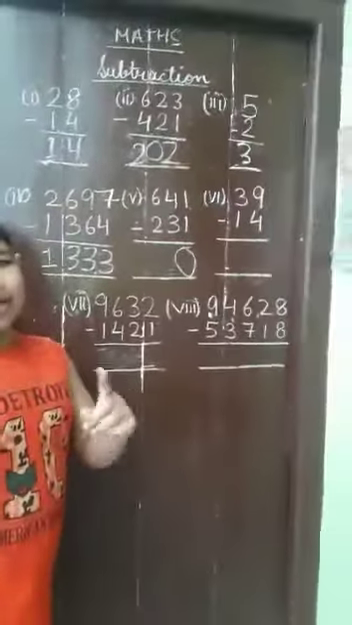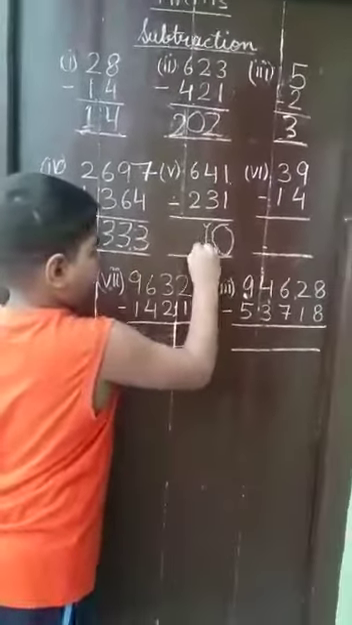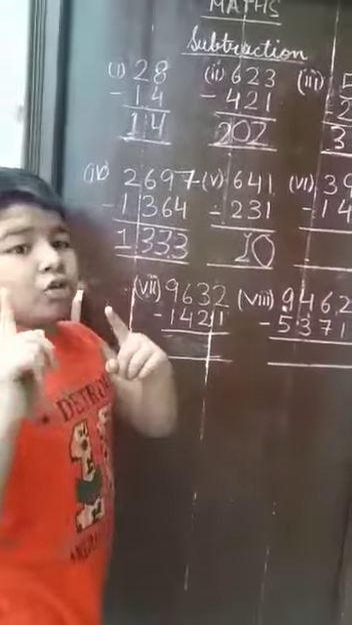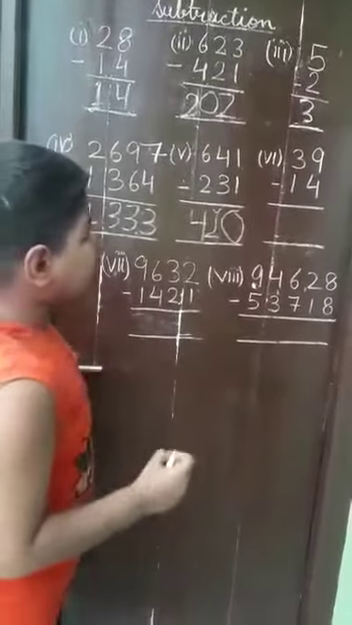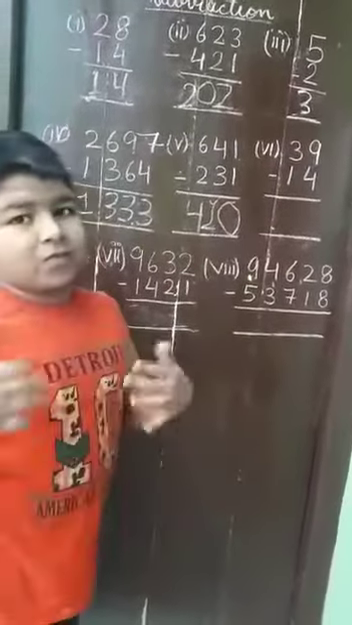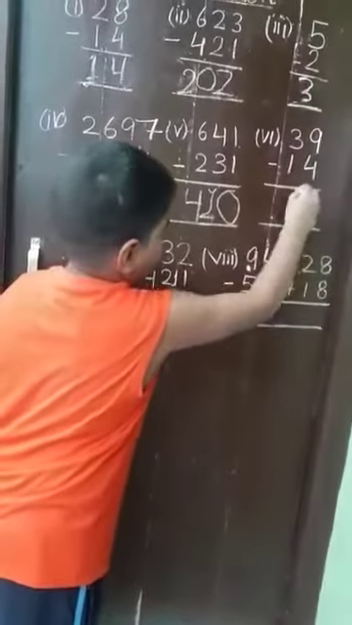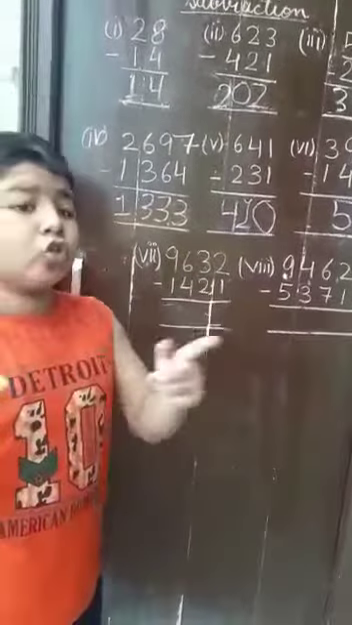4 minus 3 is equal to 1. And 6 minus 2 is equal to 4. 9 minus 4 is equal to 5. And 3 minus 1 is equal to 2.